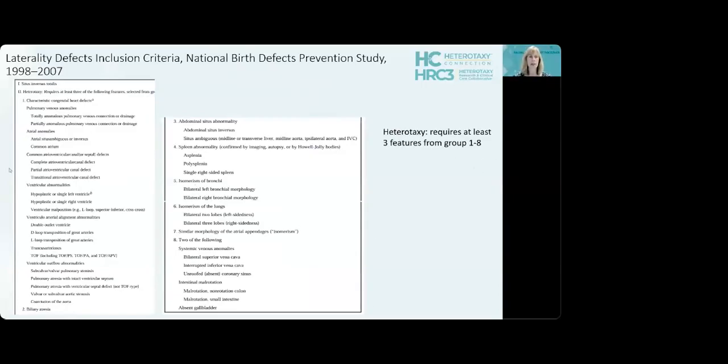Group 1 is a fairly extensive list of characteristic congenital heart defects. And then you have the morphology of the atrial appendages, as well as the venous anomalies, treated separately. And then beyond that, you have the other organ systems that we commonly see with laterality differences in heterotaxy.